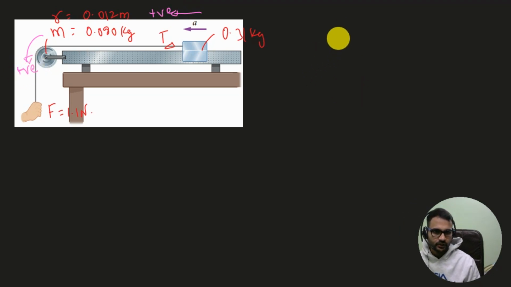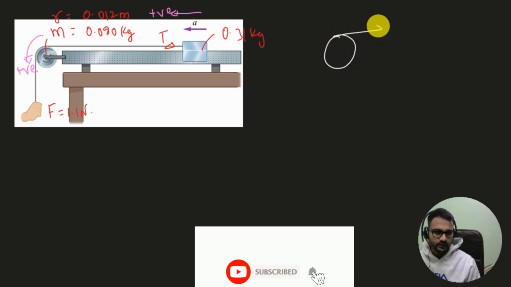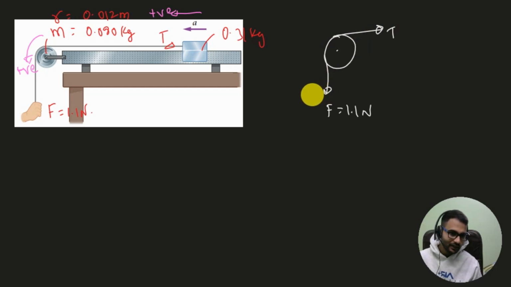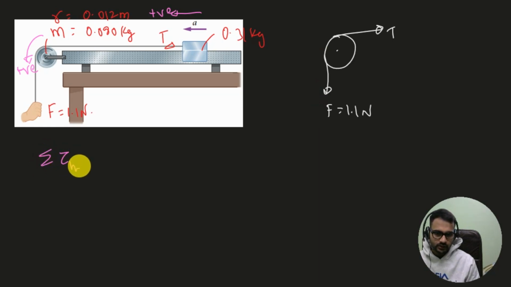Now if I sketch it here, this is the pulley, this is the tension T, this is the force F, which is given to be 1.1 Newton, right? Now this tension T will create a clockwise torque, and this force F is creating an anticlockwise torque. So by using Newton's second law, I can write that the net torque on the system is equal to I into alpha. So the net torque is minus T into R, plus F into R. This would be I into alpha.